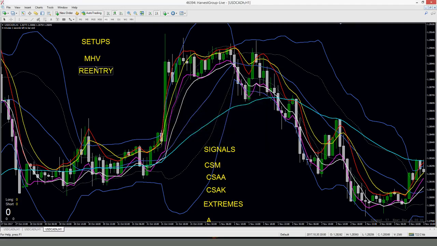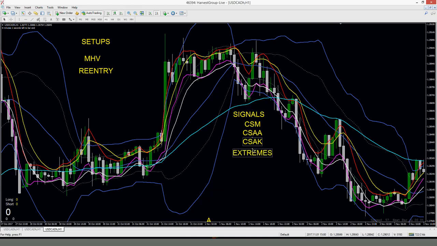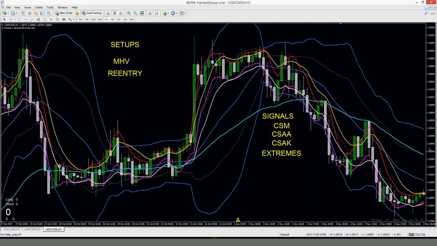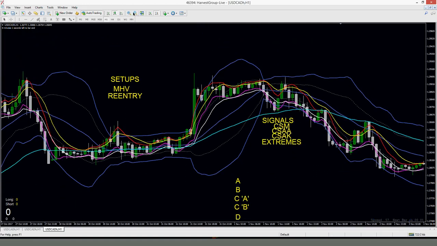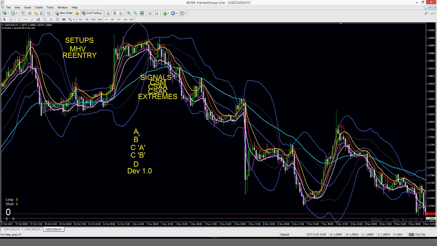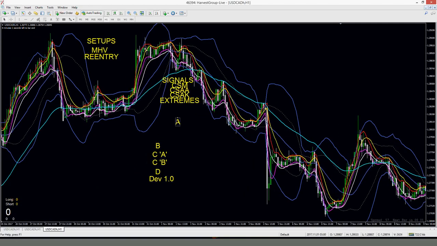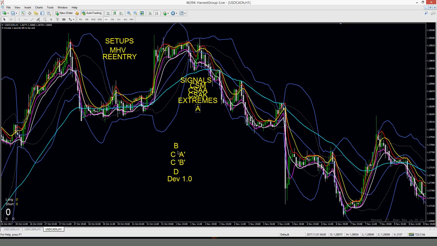Okay, so these are the two setups where we are supposed to enter, not at the signals. You have to understand that signals are just an indication, they are not the point of entry. This is very important for you to understand: you should be entering at setups and not at the signals. Okay, let me just fix this up.